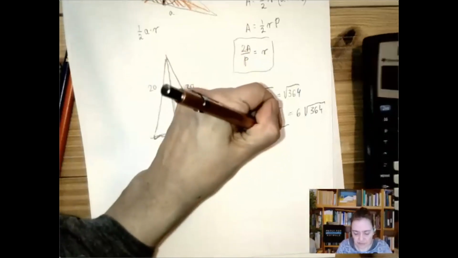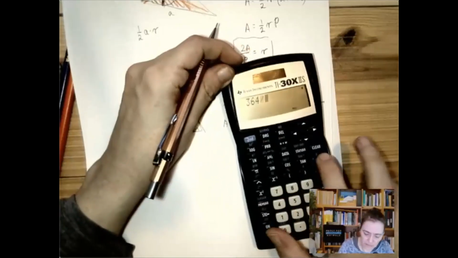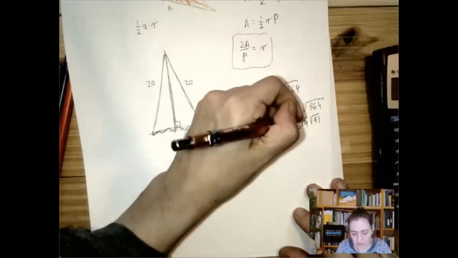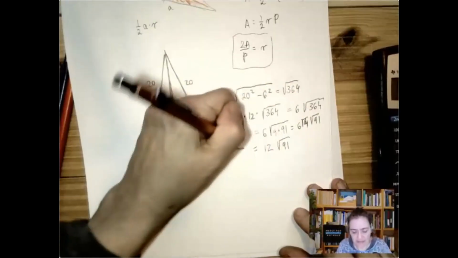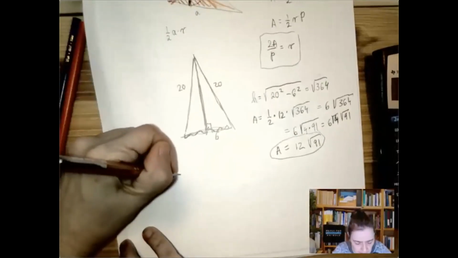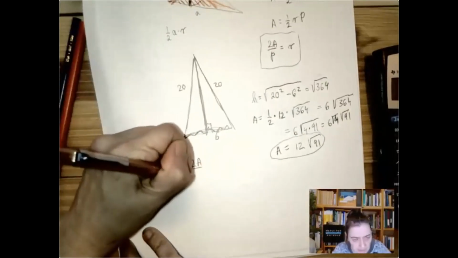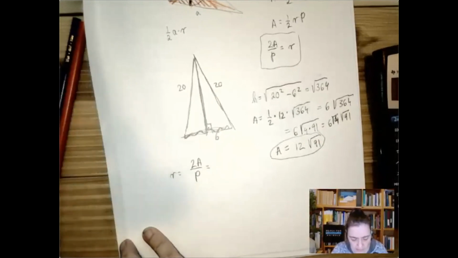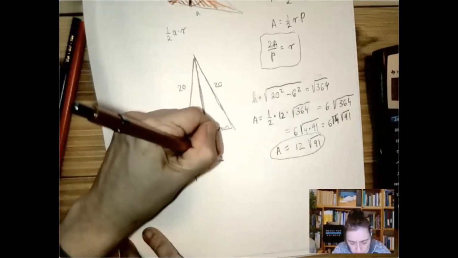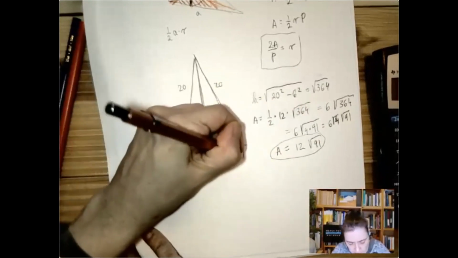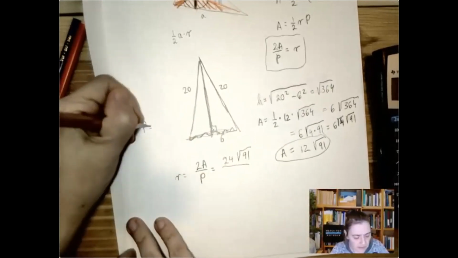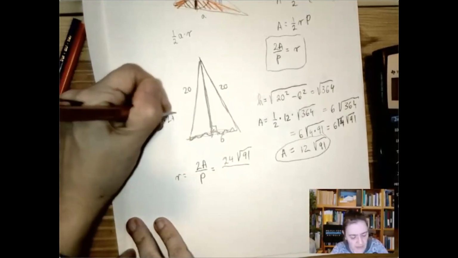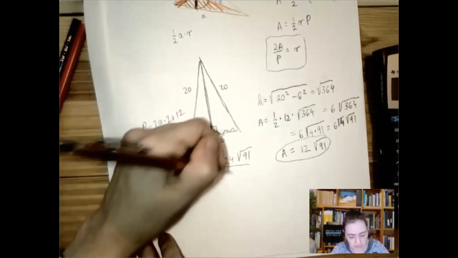So we have 4 times 364 divided by 4. Square root of 4 is 2. 6 times 2 is 12. So that's the area. And so the radius is twice the area divided by the perimeter, where twice the area is 24 times square root of 91. And the perimeter is 20 plus 20 plus 12, 40, 52.